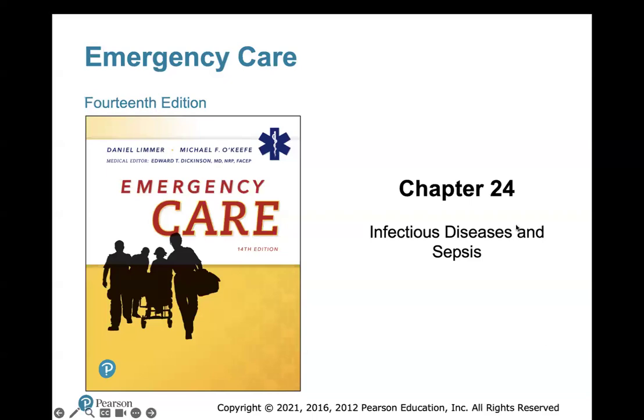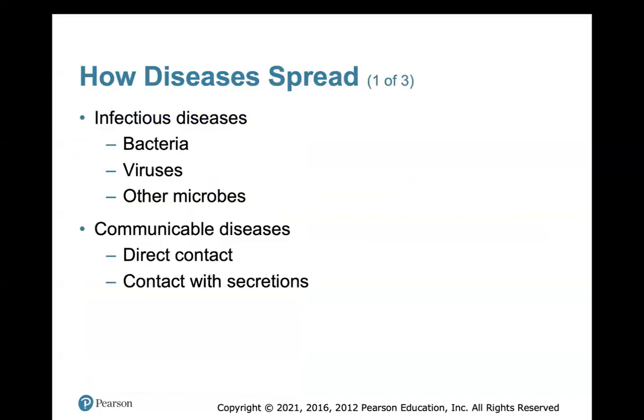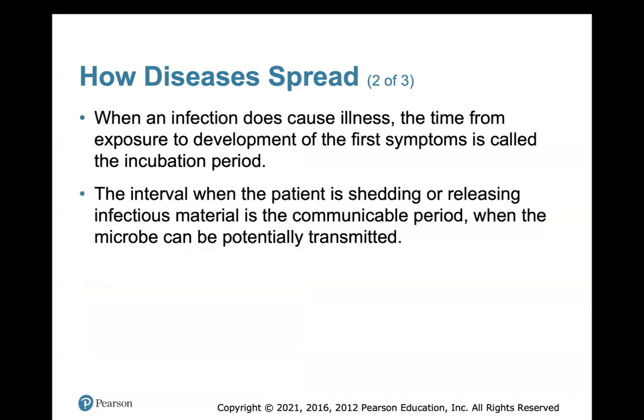All right. Last chapter we're going to go over is infectious disease and sepsis. Infectious diseases are caused by bacteria, viruses, other microbes. You have communicable diseases, which are spread through direct contact or contact with secretions. If an infection causes an illness, time from exposure to development of the first symptoms is called the incubation period. So from the time you come in contact with it until you first start getting sick, that's the incubation period of an illness.